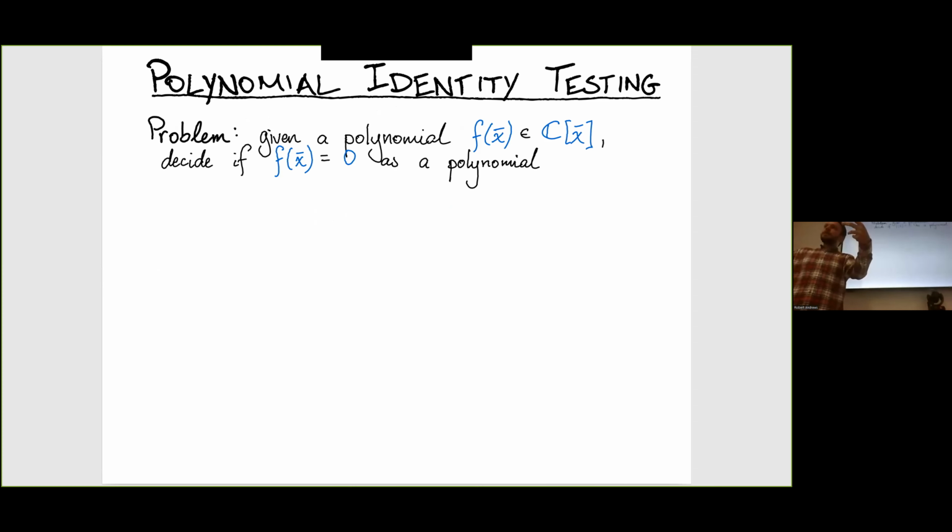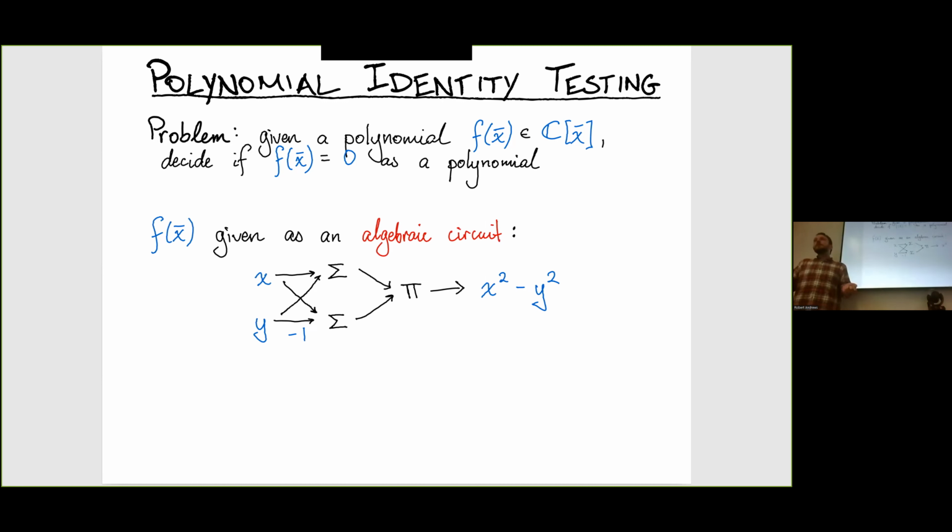I give you some polynomial over a field. It's a multivariate polynomial. And I ask you, is it in fact the 0 polynomial? Now, if I give you this polynomial just as a list of coefficients, this is a really easy problem to solve. You just check that all the coefficients are 0, right? So that's not interesting. But it is interesting if I give you the polynomial in a more succinct fashion.